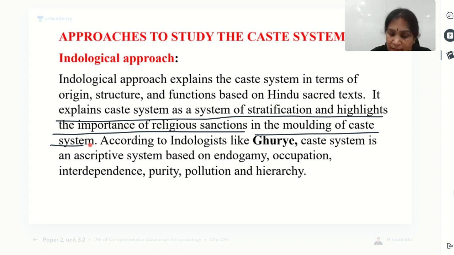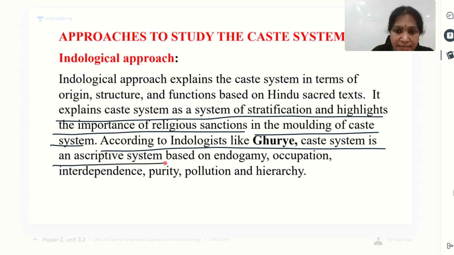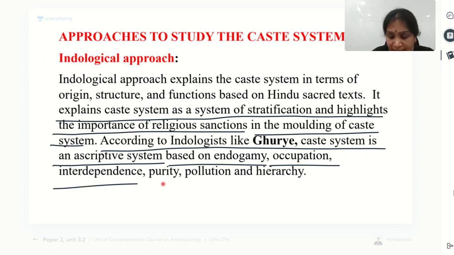Okay, understanding that. According to Indologists like Ghurye, caste system is an ascriptive system, like that comes by birth, based on endogamy. Of course, people should marry within the caste. And occupation. Every caste is having a specific occupation. Interdependence. All castes are dependent on each other because the people of each caste are involved in only one occupation, so they depend on the other caste for other occupations. Is it clear?